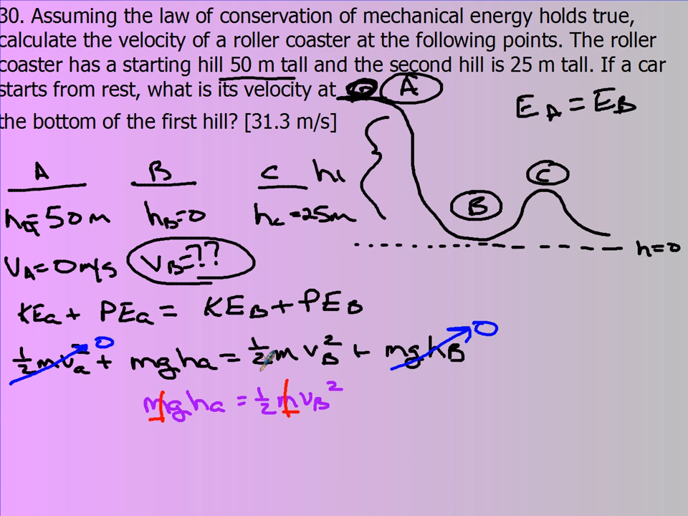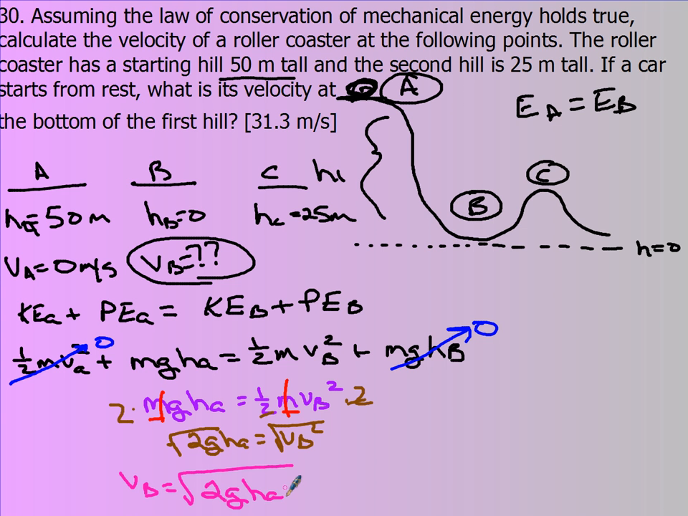Now the next step, we want to get rid of this 1/2, so we're going to multiply both sides through by 2. So 2g h at A is equal to, those cancel, v_B squared. I want the velocity at B, so I need to square root both sides. I'm going to come over here and use a different color so we can see it. So the velocity at B is going to be the square root of 2g times the original height.